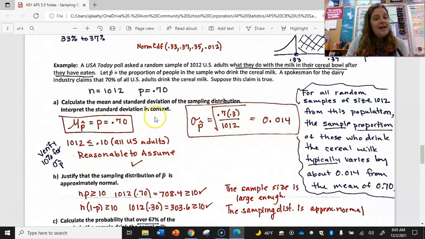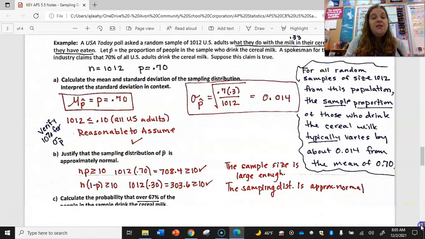Now, in order to do this, I've got to check the 10% condition. Is it reasonable that 1,012 is less than 10% of all adults? Reasonable to assume. So, for all random samples of size 1,012, typically the proportion varies by about 0.014 from that 0.7.